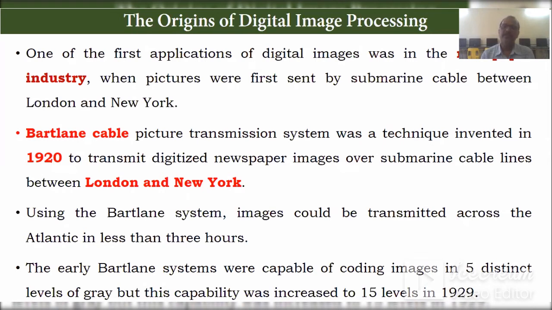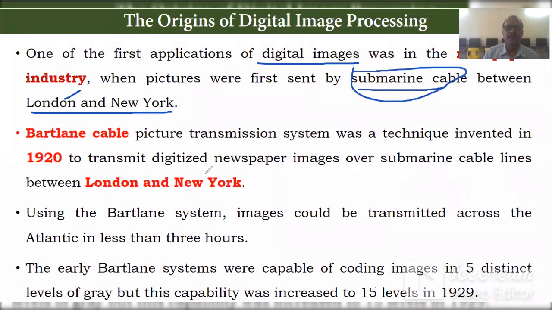So the first application of digital image is used in a newspaper industry. When pictures were first sent by the submarine cable between London and New York. So this is one of the basic first applications of digital image. So the particular image will be sent from London to New York with the help of submarine cable.